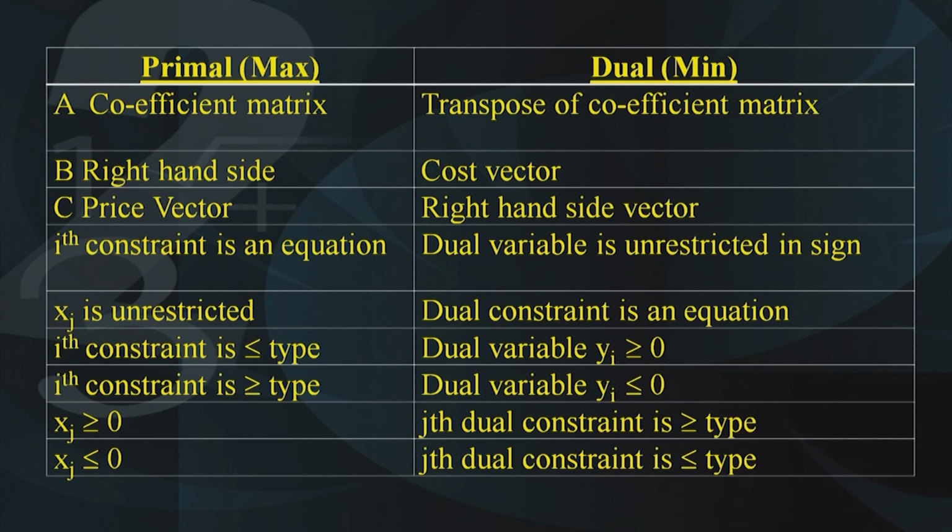Next comes the constraints. At the point of optimality, if the ith constraint is an equation, this is regarding the asymmetric nature of the primal and the dual, then the corresponding dual variable is unrestricted in sign, as we have seen in the previous lecture. If a variable xi is unrestricted in the primal, then the dual constraint is an equation. So, that also we had seen as the asymmetric primal dual.